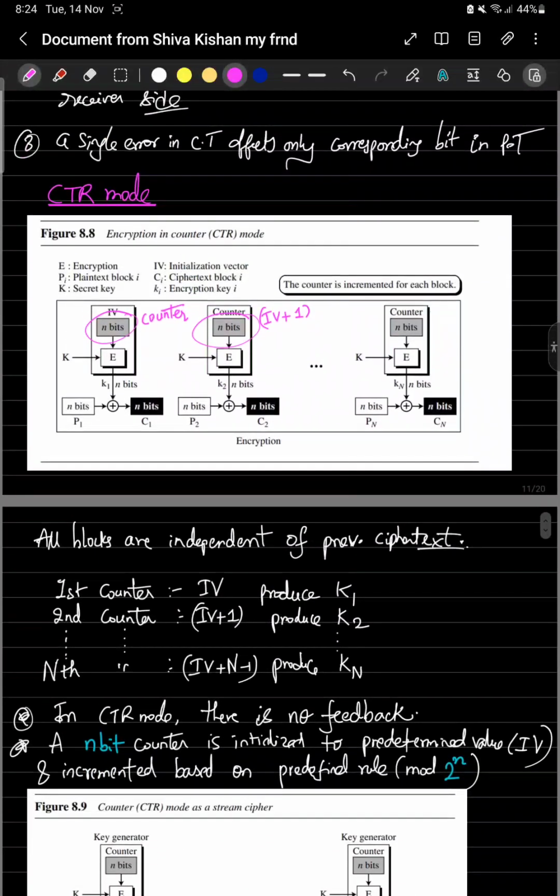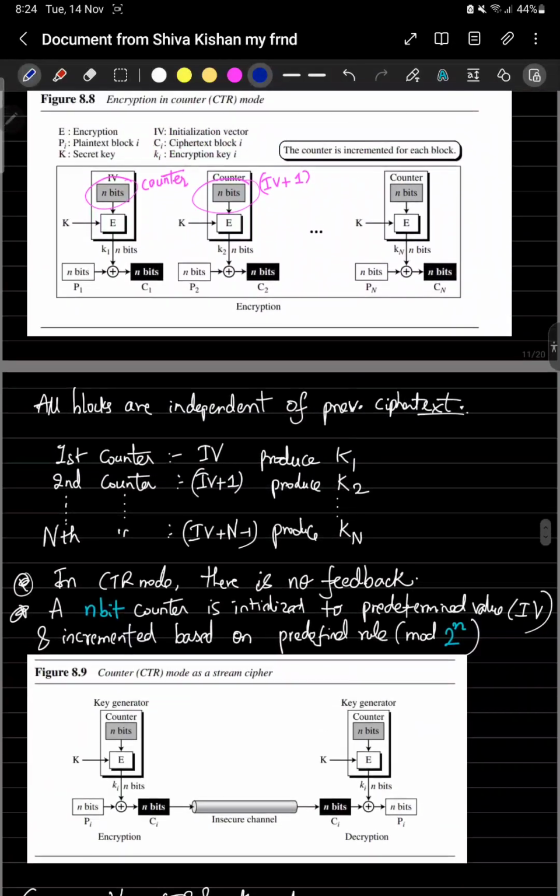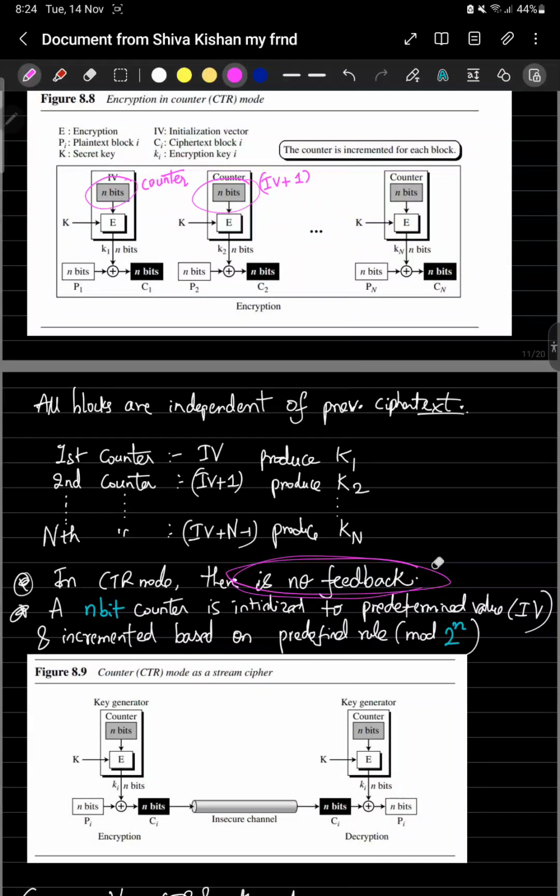So CTR mode is a good mode. In CTR, let's understand what it is about. See, in CTR mode there is no feedback. One good thing is that there is no feedback, and we will maintain an n-bit counter.